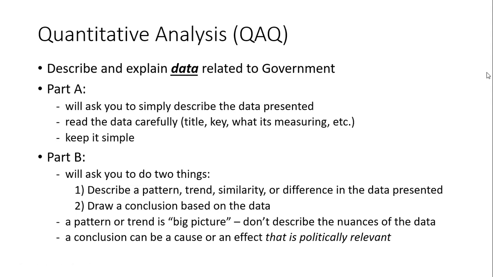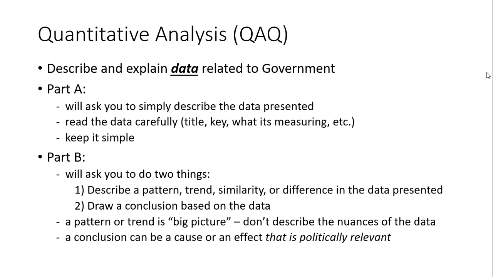This video is going to introduce you to the FRQ type that we call quantitative analysis, or QAQ for short. As the name suggests, you're going to be analyzing quantities or analyzing data that's related to government. This FRQ is broken down into either 3 or 4 parts. It doesn't really change whether it's 3 or 4 parts, but sometimes they take the middle part and instead of putting it all together in one, they break it into 2 parts. So you'll either have an A, B, and C, or an A, B, C, and D.